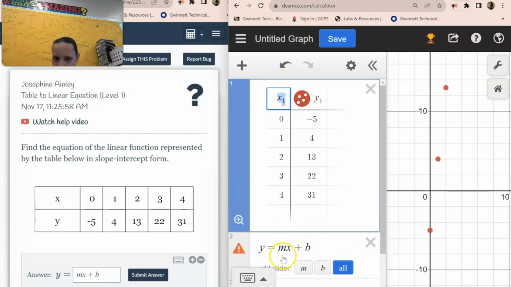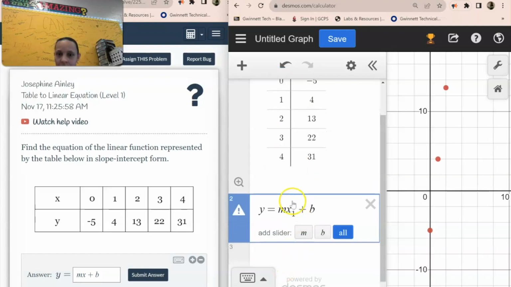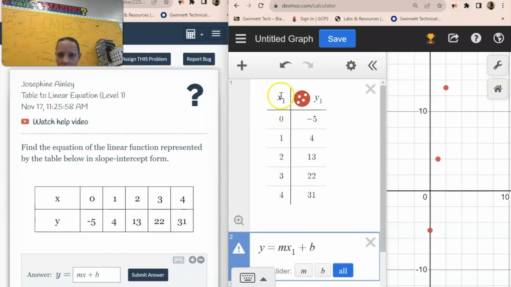It's calling x sub 1, so you're going to come right here and put 1. Be very careful that you look, because sometimes it's 2 or 3. So make sure you're looking. All right, and then again, it's calling y what? Y sub 1. So make sure you put a 1.